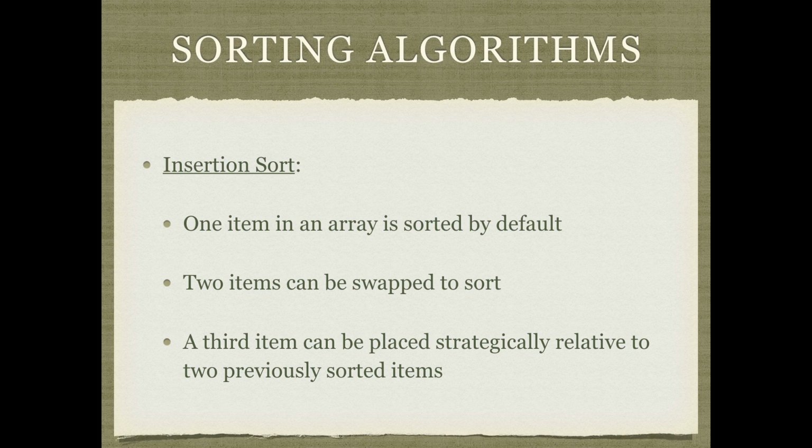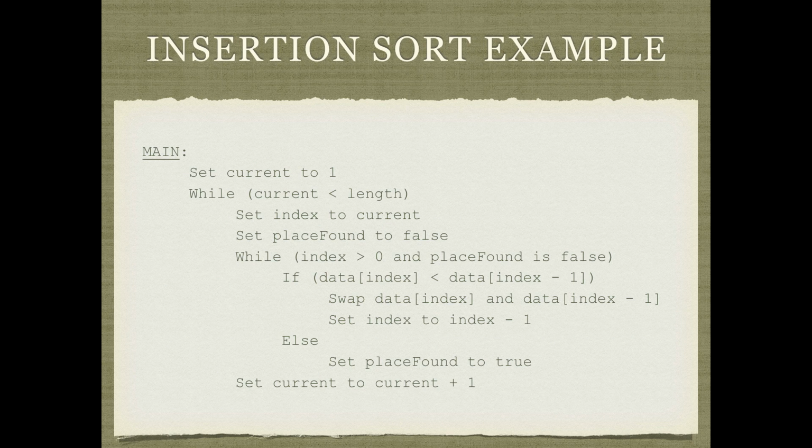Expand to the leftmost 2 items. If the first item is greater than the second, then we swap. Okay, great. So now the first 2 items are sorted. Expand to the third item. If it's not in order already, where can we place it in relation to the first 2 in order to make sure that it is sorted? And this is what that algorithm would look like.